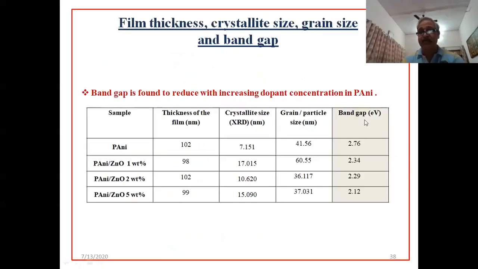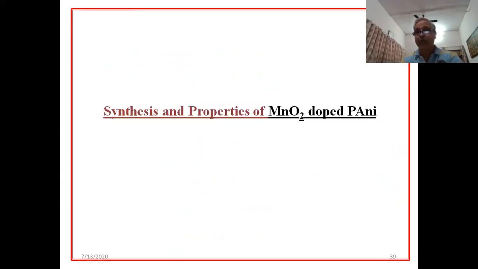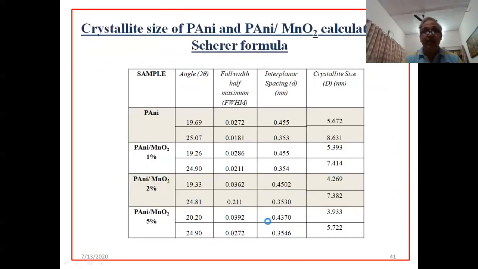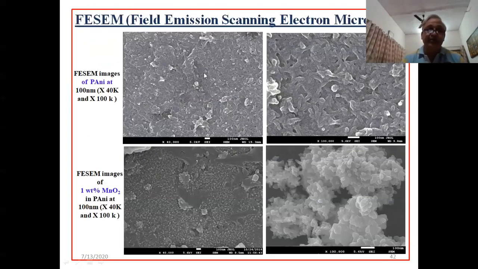This is the summary. This is the another dopant, MnO2. Here we observe the same curve as in pure polyaniline, but in MnO2 some extra peaks appear, and the Scherrer formula is used. And here we see the formation of bunches with granules and wide distribution throughout the doped film.